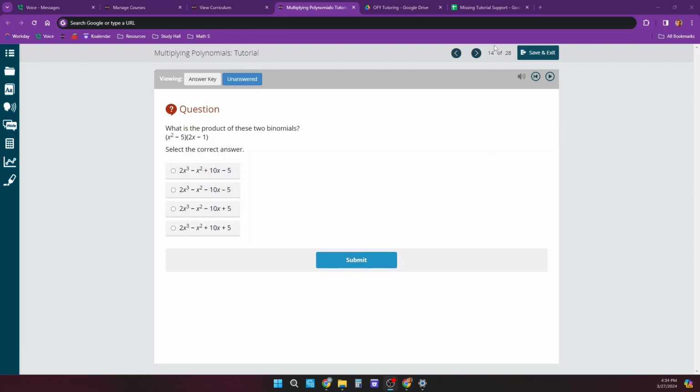Next, I'm actually going to skip ahead to page 14 and jump right into the question, how do we simplify parentheses x squared minus 5 times parentheses 2x minus 1? So there's a whole method to showing how to do this, and I will explain that in a moment. But I do want to just jump into this problem and show how related this is to the distributive property.